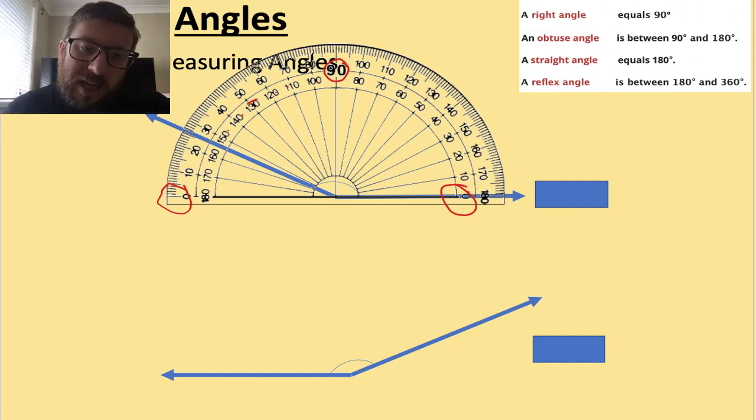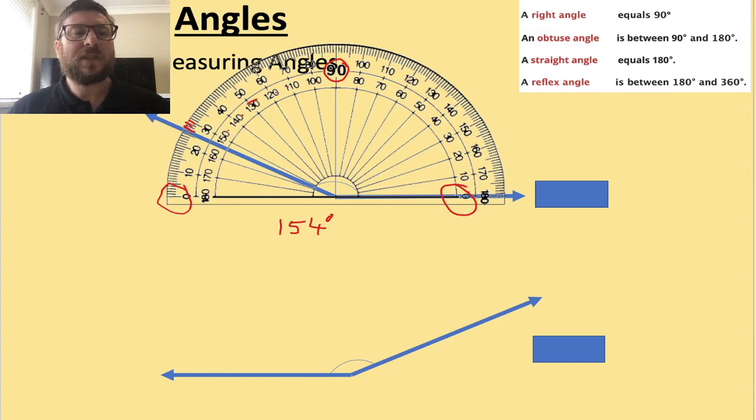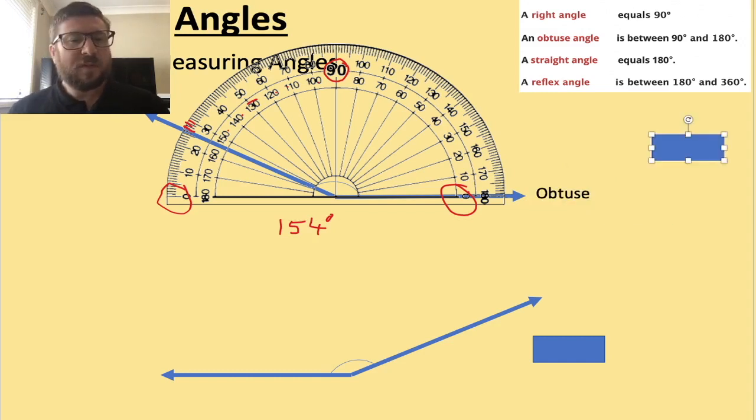So 154 degrees is about what I measure there. Now let's have a look and see. 154, that's between 90 and 180, so that would make it an obtuse angle. And that's what we've got there.